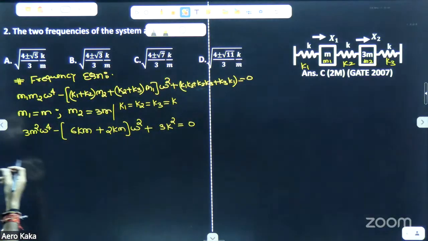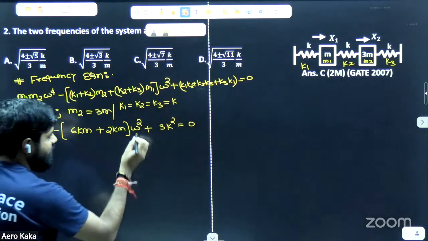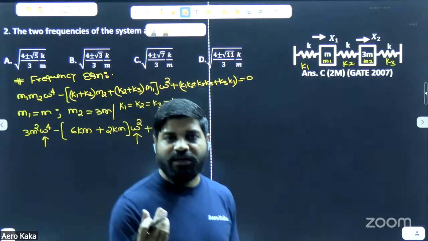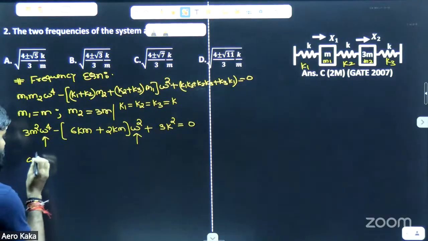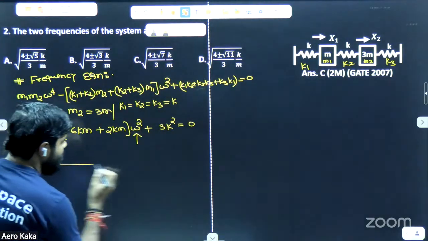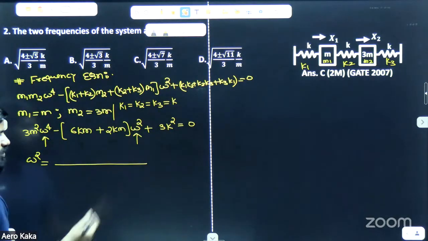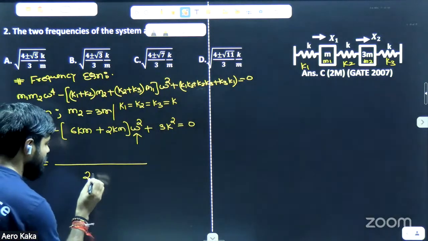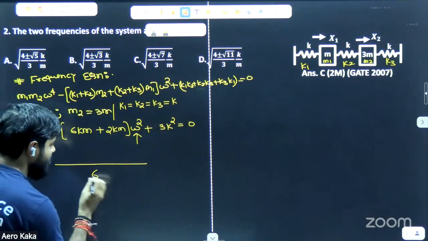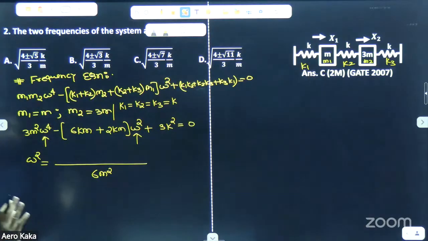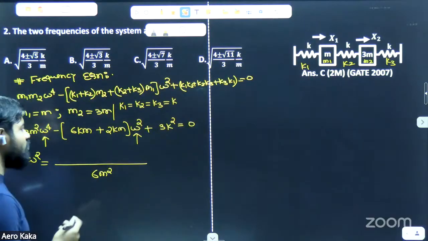Now, from here, just find out again, as you can see, it's omega raised to power 4, omega square, right? So it's a quadratic equation in omega square only. Calculate what the value of omega square is going to be. Just compare with minus b plus minus root of b square minus 4ac upon 2a. So it is going to be 2 into 3m square, so I can write that as 6m square, if you don't mind. Done? Minus b. So this 6km plus 2km is going to be how much?